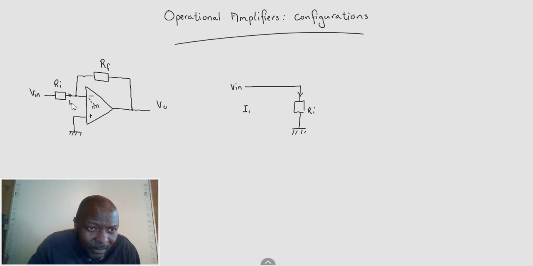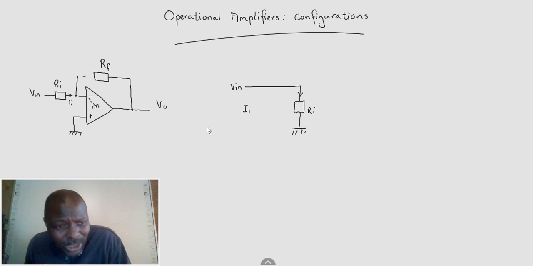Now it's I in. Our current I in develops as a what? Because we have a source and ground. We know it's virtual ground, but because it has the potential of 0, so it is ground.